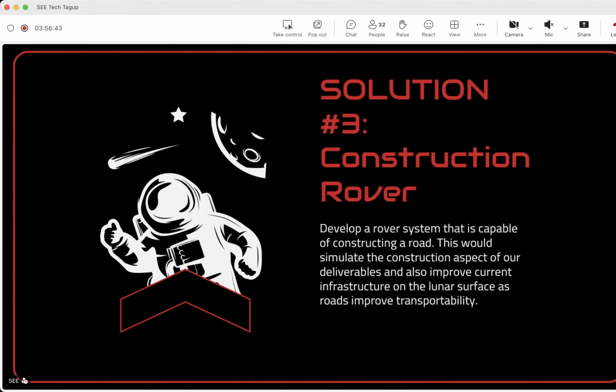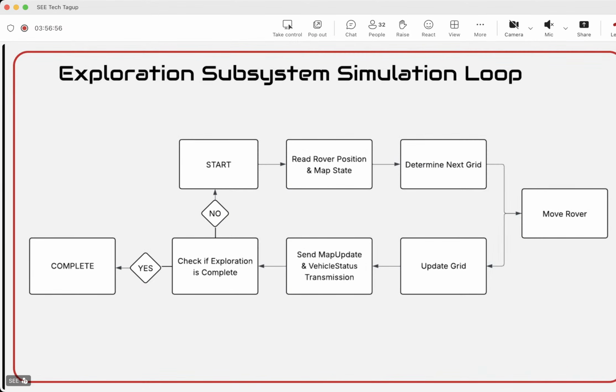So if we're able to build roads, it's going to be a huge help for the actual infrastructure side of things. Our third rover is going to be able to construct a road in a straight line, and it's going to help improve the current infrastructure. Next slide, please. Here's our subsystem loop for the exploration system.